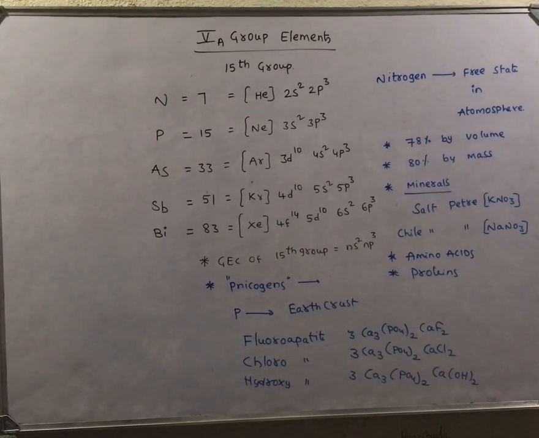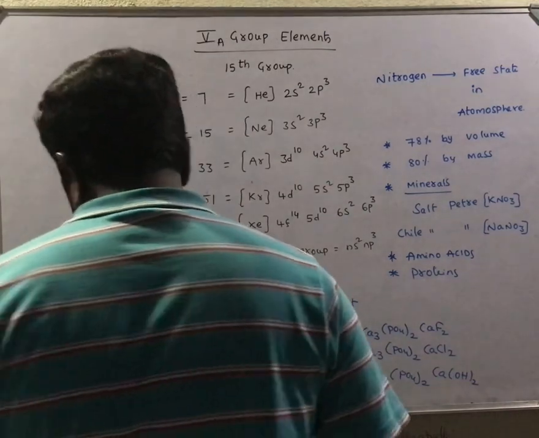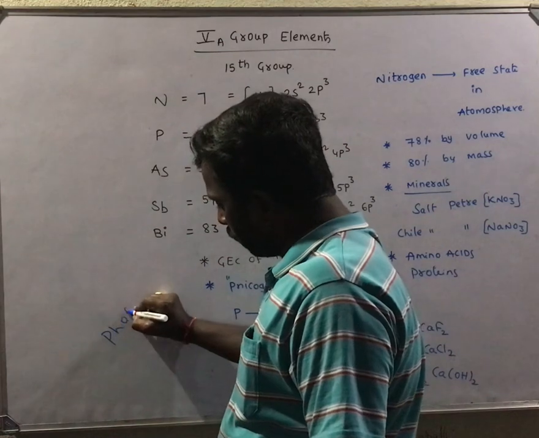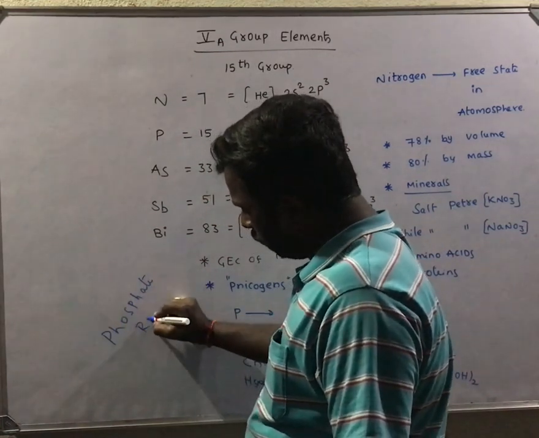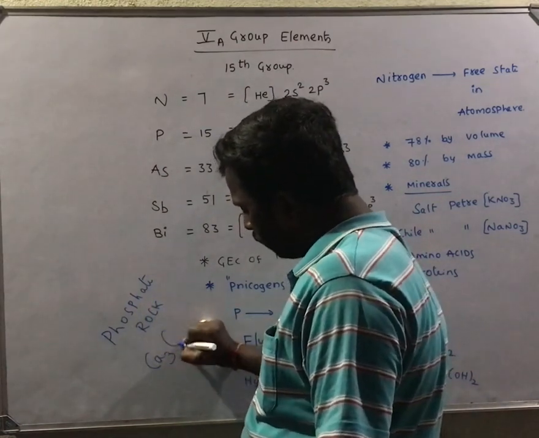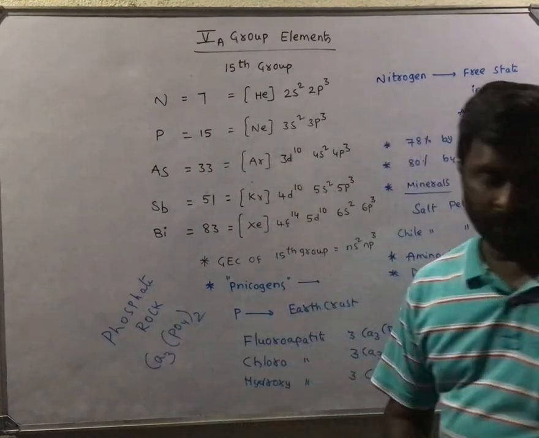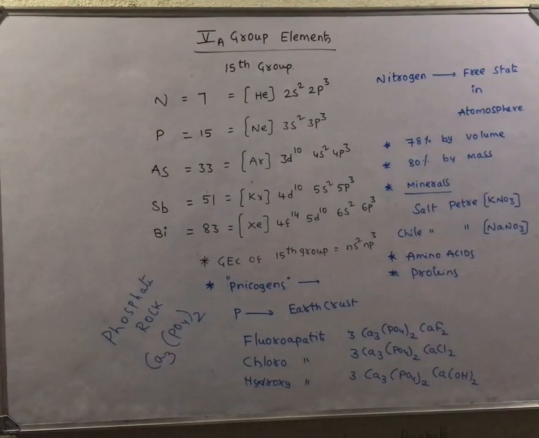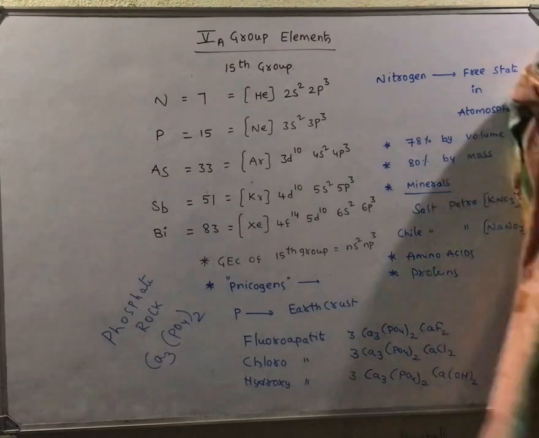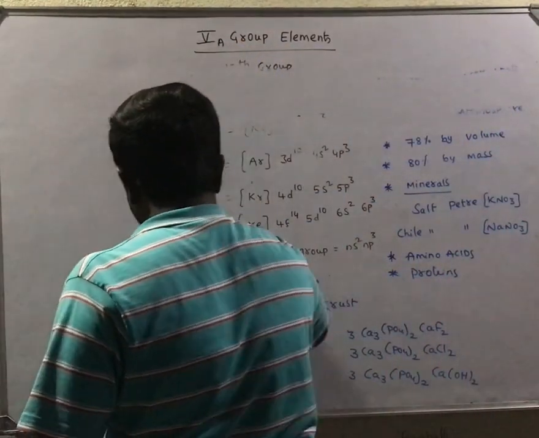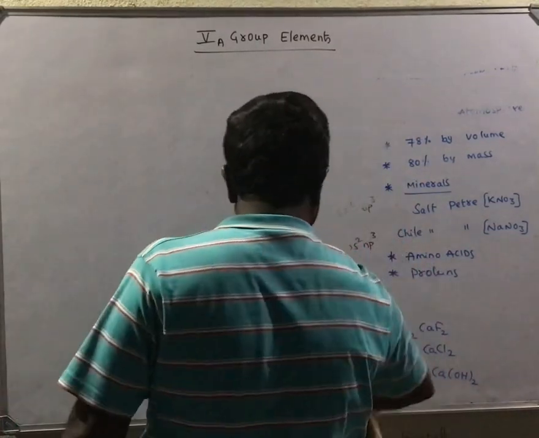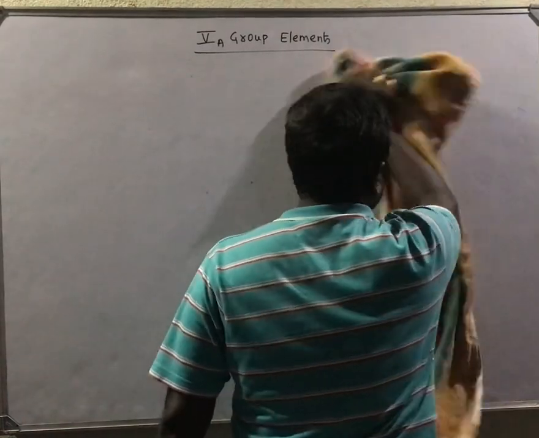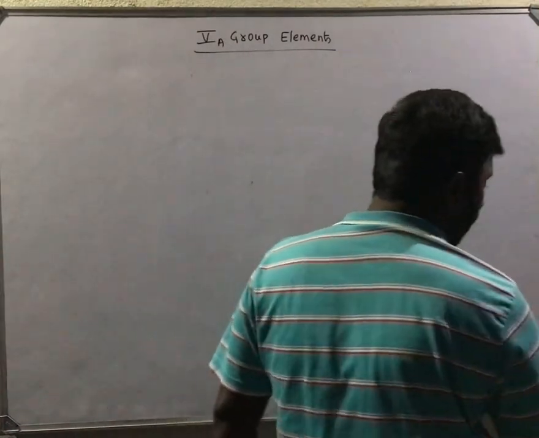So the important mineral of phosphorus is phosphate rock. The mineral formula of phosphate rock is Ca3(PO4)2. And next, the remaining elements, arsenic, antimony and bismuth, are available in trace amounts. Trace amounts means small amounts.